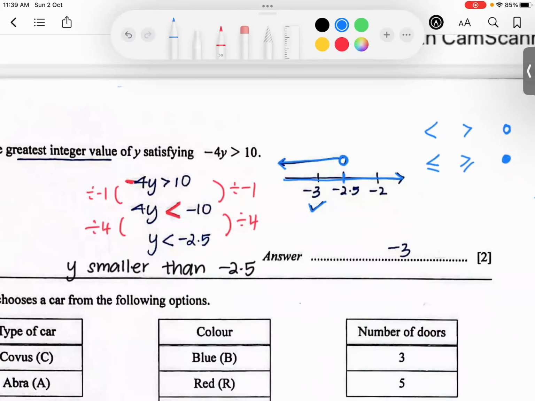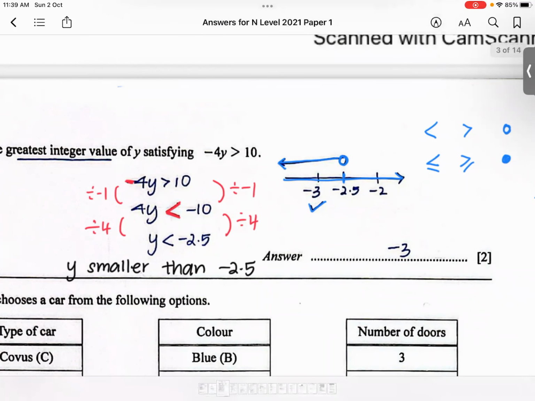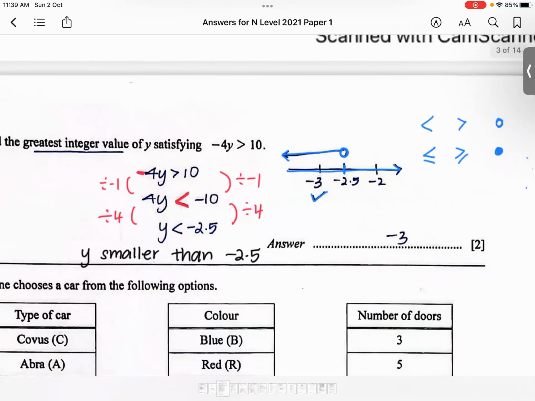During the exam, don't be lazy. If you think that -2 is the answer, you better check twice again. Just draw the inequality line to help you. If you are not able to draw the inequality line, then you list down all the numbers, integer by integer, and then you think about it. All right? Okay, next question.